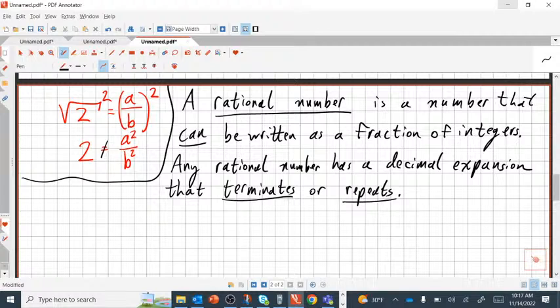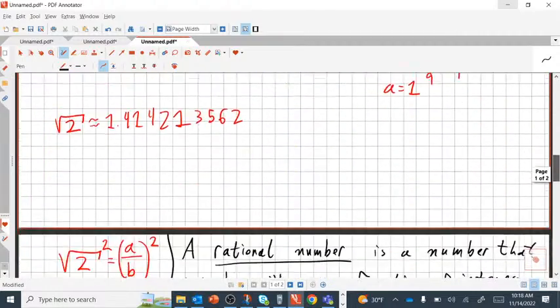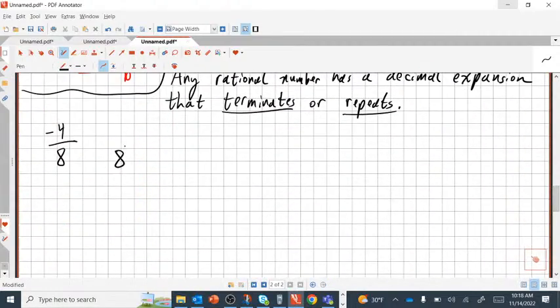If I take 4 divided by 8, is that a fraction of integers? So is it rational? Yeah. Oh, by the way, negative 4 divided by 8. And when I do the division, how many times does 8 go into 4? Well, it doesn't, so 0 point, it goes into 40, 5 times. 5 times 8 is 40, subtract, it's gone. Bam! So it's negative 0.5, right? It's got a decimal that ends.